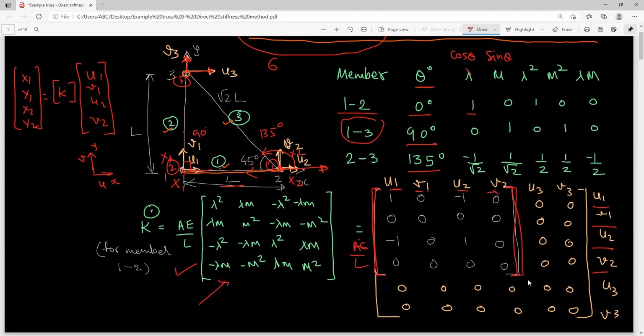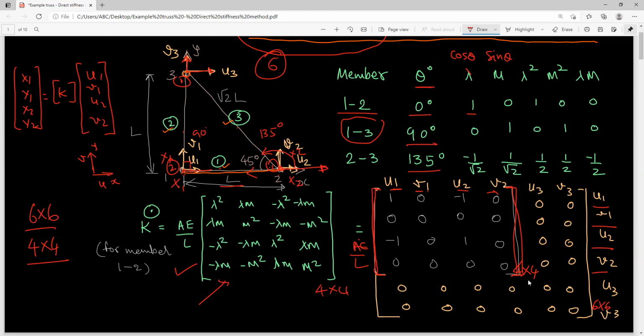The matrix should be expanded to the size of the global kinematic variables. Here the global kinematic variables, as discussed, number 6. So the total size of the stiffness matrix has to be 6 by 6. However, for the individual member, because there are only 4 kinematic variables, the size of the stiffness matrix was 4 by 4. Here it is 4 by 4, and here also 4 by 4. But to do the direct addition for the assembled matrix for the entire truss, I have to expand this matrix to the global size of the stiffness matrix, that is 6 by 6.